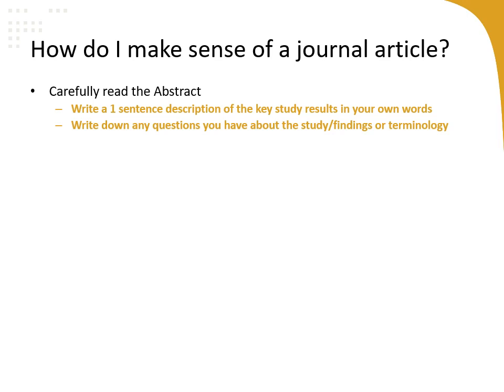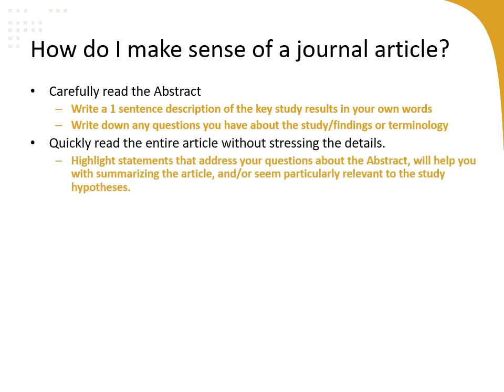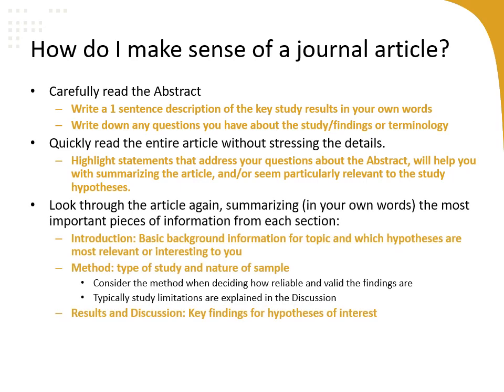If there's anything in the abstract that you find confusing, maybe jot that down so that you can look for that later in the article. Then you want to quickly read the article without freaking out about the details and the nitty-gritty and trying to highlight and write things down. You can highlight some statements that maybe address those questions you had about the abstract or that seem really relevant. But again, never copy and paste, and don't freak out about the article. There's certain sections of the article that you should agonize over, but just quickly read it, highlight or mark, oh, this seems really important, and then start to try to summarize.